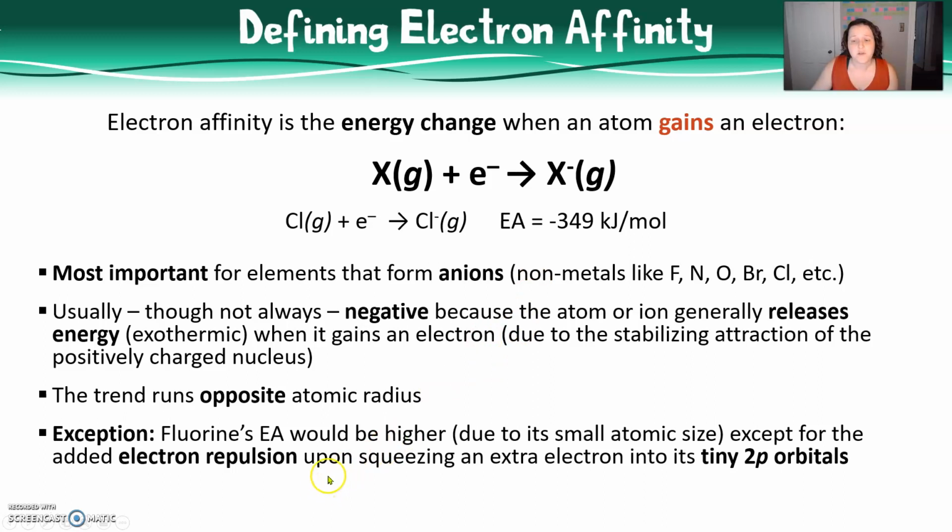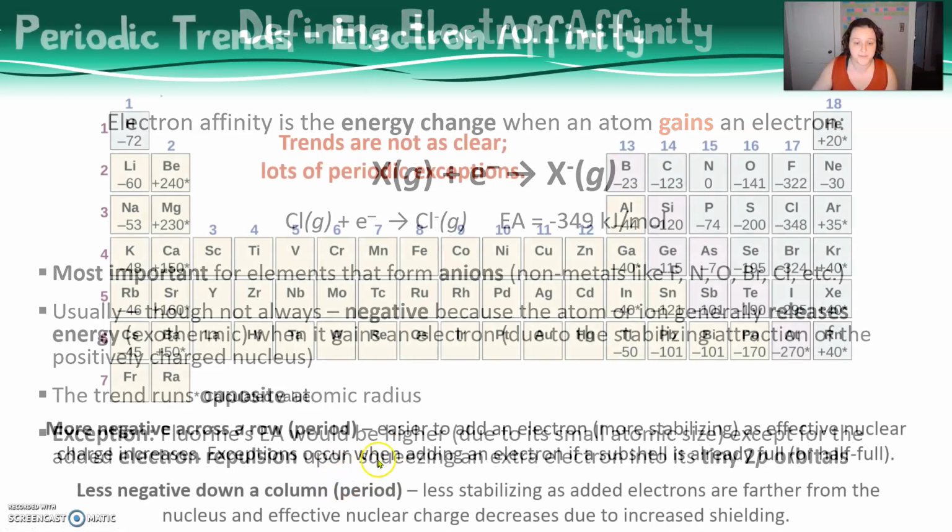Although, it's worth noting that fluorine has a 2p orbital that this electron is going to go into, and it's so small that the extra electron-electron repulsion from pairing up electrons in this tiny orbital means there is less stabilization than you would typically expect. So the electron affinity for fluorine is not as large of a negative value as we would normally expect.